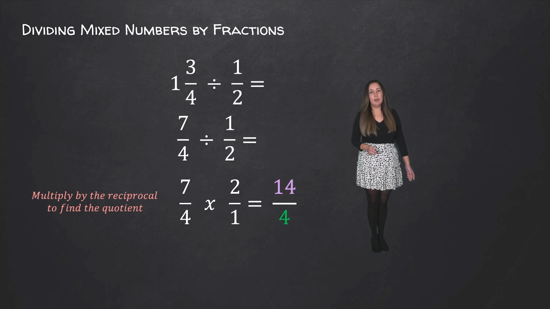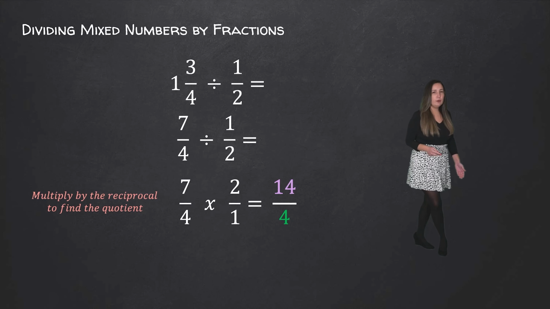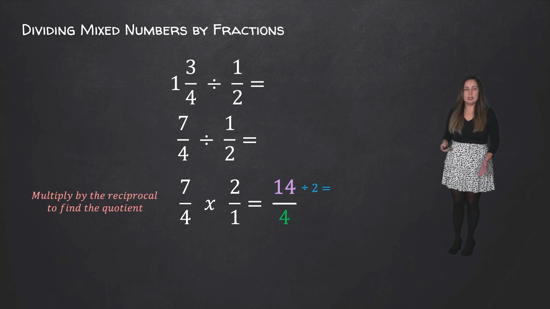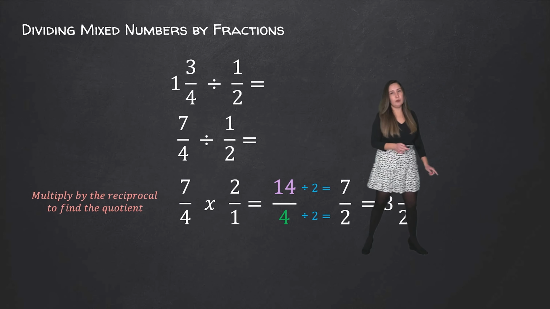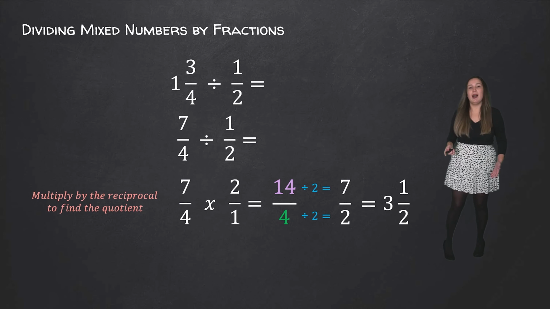14/4 can be rewritten, but first we could simplify it because they're both divisible by 2. 14 divided by 2 is 7. 4 divided by 2 is 2. And 7/2 is also equivalent to 3.5, which is what we got. All right?